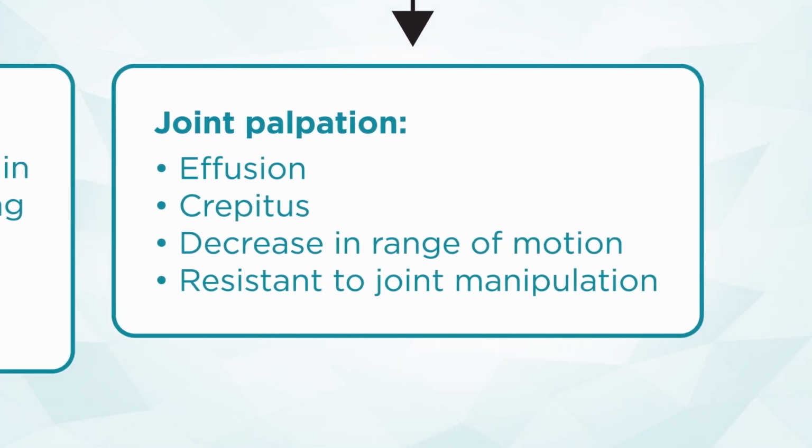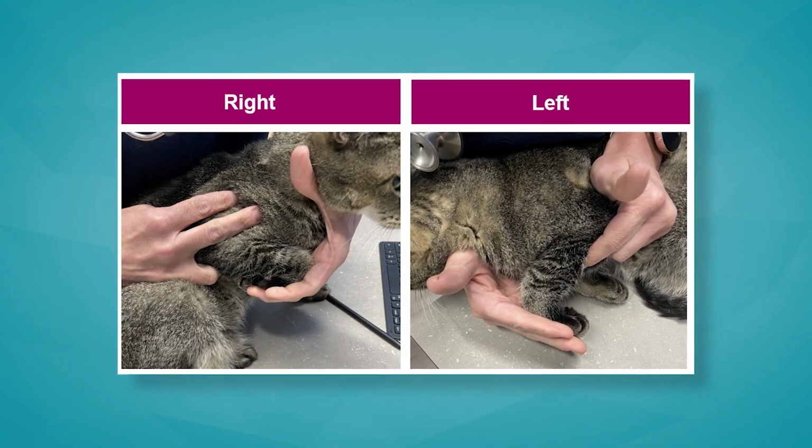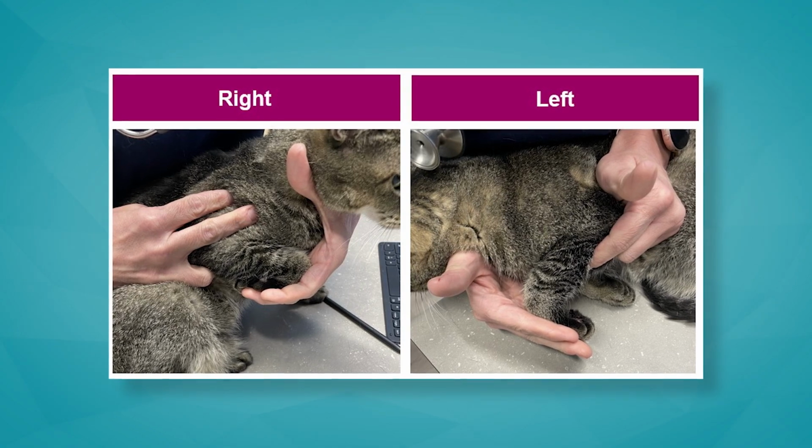Then, feel the joints. Put your fingers between the bony prominences and palpate for fusion, crepitus, decreased range of motion, or just resistance to joint manipulation. Here's an example of a severe decreased range of motion in the carpal joint of a 6-year-old cat.